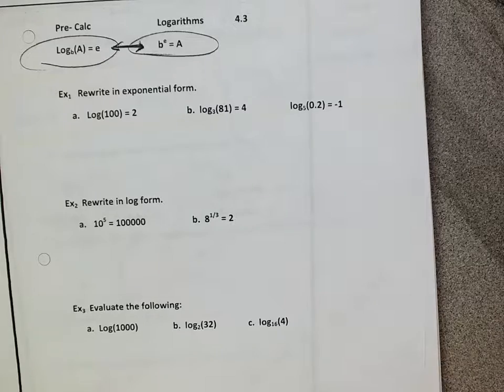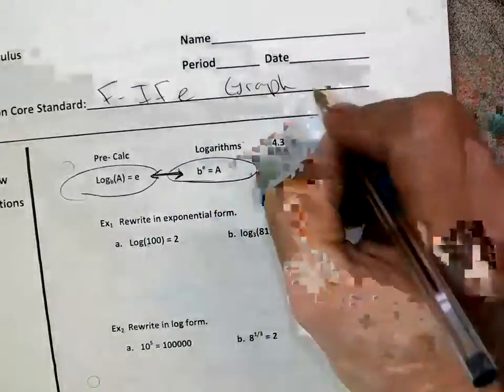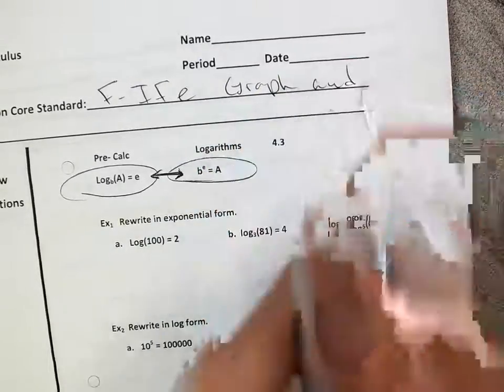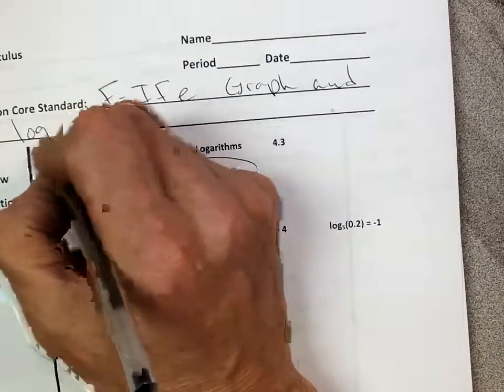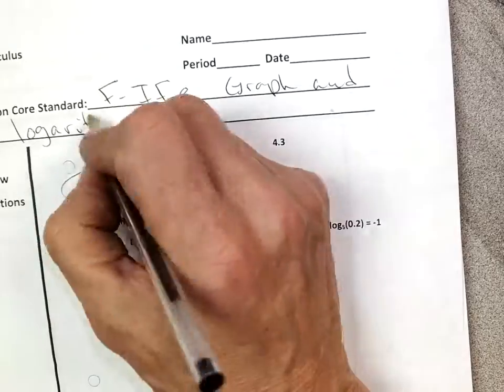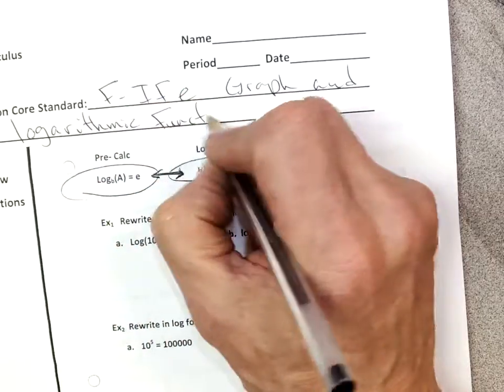So again, our Common Core has to do with logarithms, okay? And it is functions, I, F for interpreting functions, E, and it talks about graphing exponential and logarithmic functions. We're going to skip exponential because I'm not really going to do the exponential. So what is a logarithm? It's an exponent. It really is.